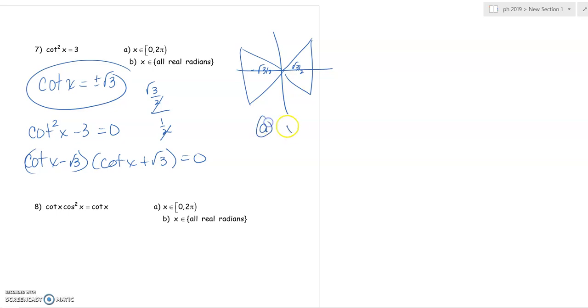So you end up with reference angles of 30 degrees. So for part A, you could say pi over 6. You could say 5 pi over 6. 7 pi over 6, and 11 pi over 6.